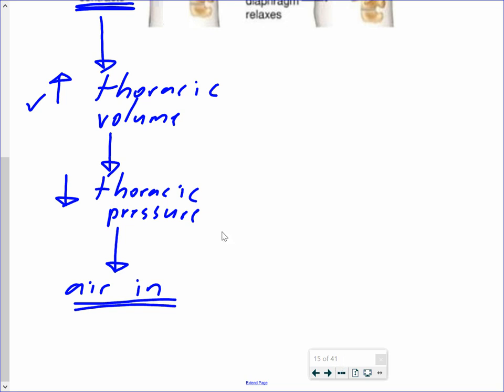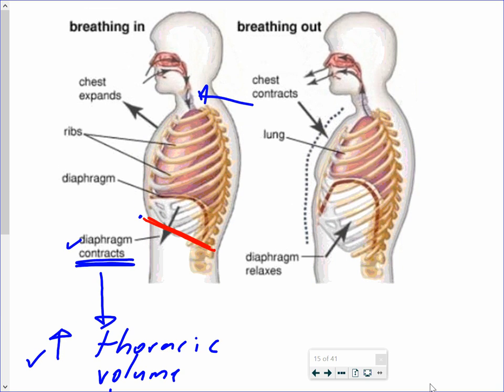So again, going back up to the top, how do we get that air going in? We have the contraction of the diaphragm. That increases the volume inside of the thoracic cavity in the lungs. That's going to drop the pressure, and that's going to draw the air in. Again, the air is not being pushed in, the air is being pulled in.